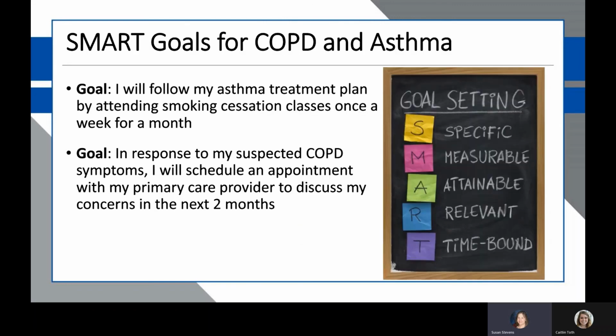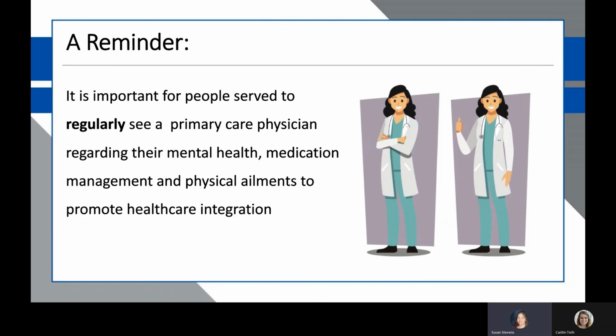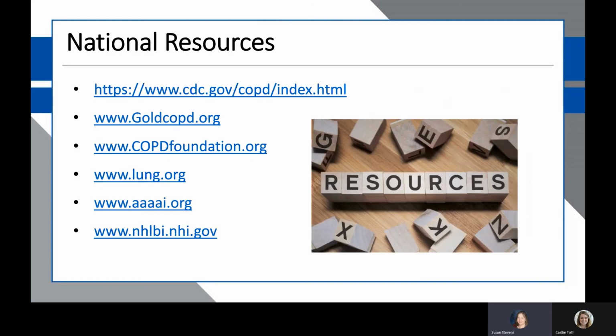Here are a couple of goals related to COPD and asthma. First goal: I will follow my asthma treatment plan by attending smoking cessation classes once a week for a month. The other goal is in response to my suspected COPD symptoms: I will schedule an appointment with my primary care provider to discuss my concerns within the next 2 months. A reminder here is that it's really important for people served to regularly see a primary care physician regarding their mental health, medication management, and physical ailments to promote healthcare integration.